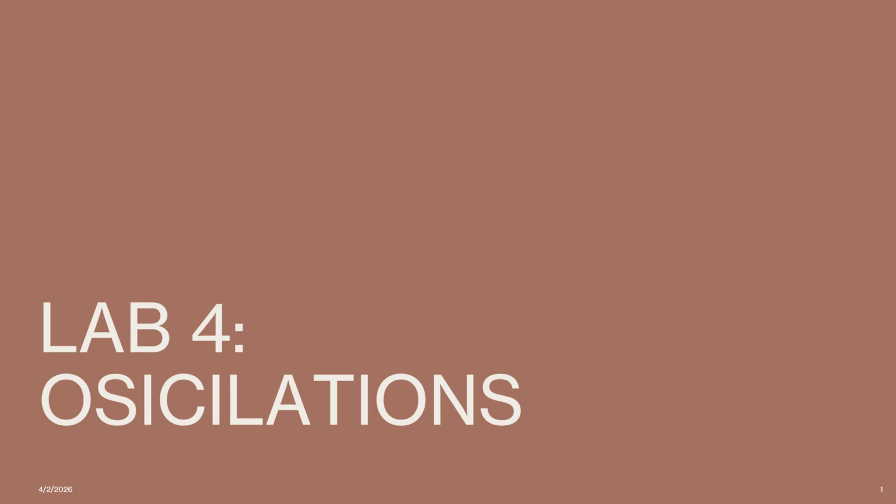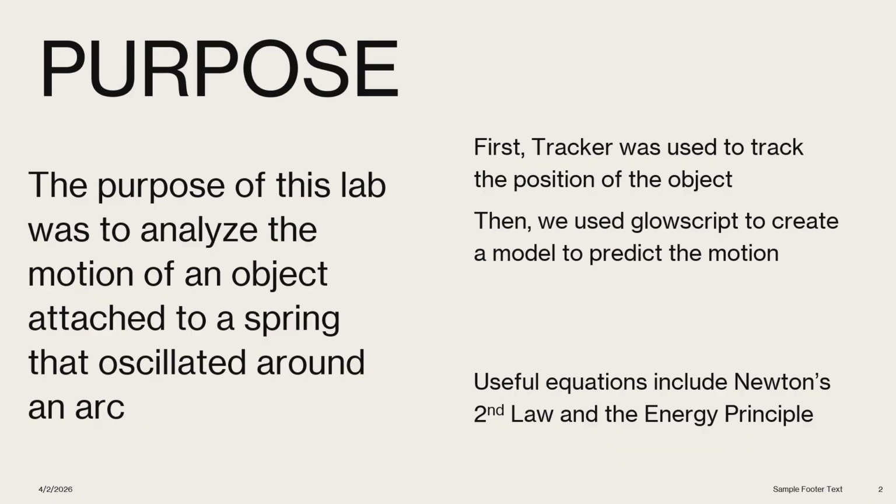Hello, so this week's lab is lab 4 and it covers oscillations. In this lab I analyzed the motion of a spring mass system undergoing two-dimensional oscillation. The mass not only oscillates vertically due to the spring, but it also swings horizontally. The goal was to compare experimental data from the video analysis with the computational model based on physical principles. And some useful equations include Newton's second law and the energy principle.